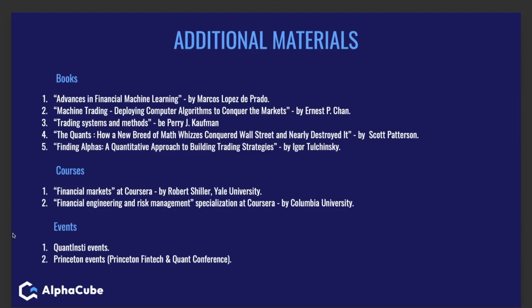And as I said, additional materials. Absolutely the best is Advances in Financial Machine Learning by De Prado. Machine Learning: Deploying Computer Algorithms to Conquer the Markets by Chan. The book about algorithmic trading and trading systems by Perry Kaufman that I mentioned a few times, where I mentioned the in-sample and out-of-sample technique. It is described in detail. If you need some inspiration and want to know how algorithmic trading started and what its history is, I definitely can recommend the book Once by Scott Patterson.